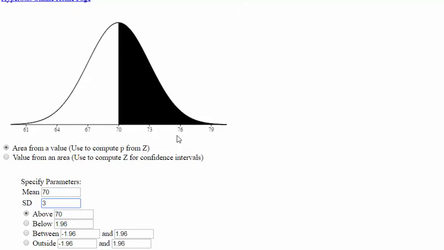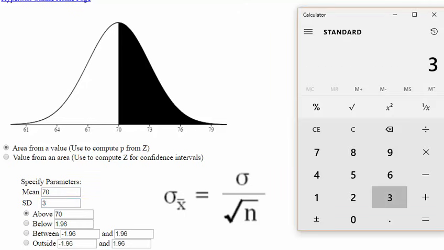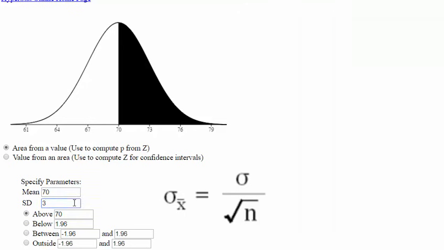And also, the distribution gets tighter by a factor of the square root of n. So here you see that standard deviation was 3, so we need to divide 3 by the square root of 25, which is 3 divided by 5. And we have 0.6. So now you see a whole new distribution here. This is the distribution of sample means of size 25.